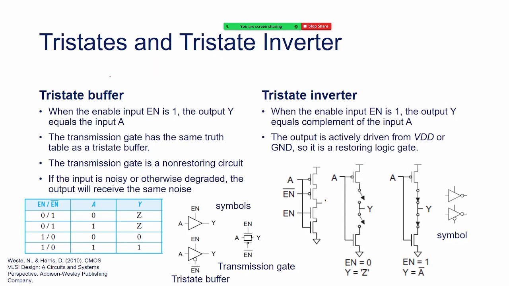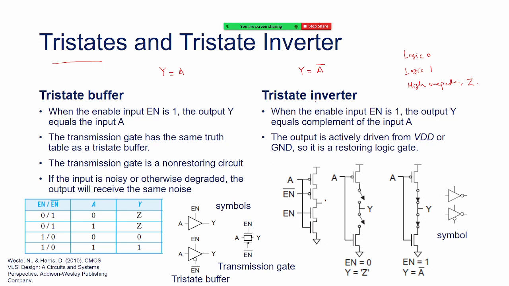Now let's take a look at this concept in more detail. I told you that there are three states. So far we've seen only two states, logic 0 and logic 1. There is another state that we are going to define, called high impedance, or simply Z.